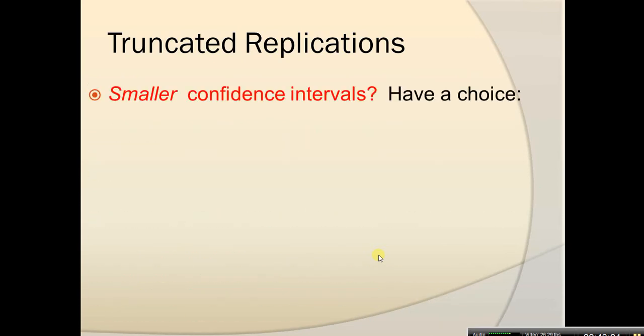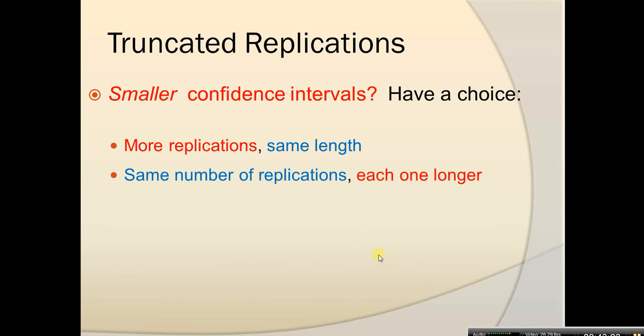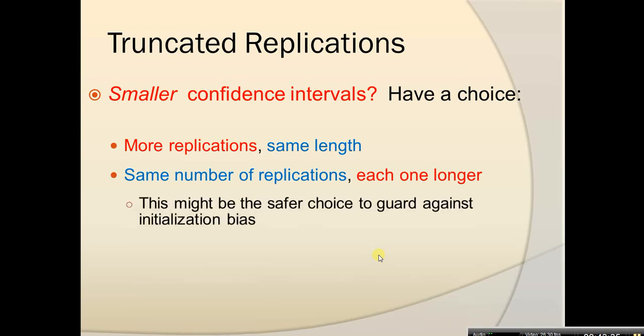And so now when you think about the truncated replications, and this problem of a larger confidence interval, how can we take care of this problem? We have a choice. We can either do more replications with the same replication length, or the same number of replications but lengthen each replication. Either way, it means that we're running the simulation longer. The second one, where we have the same number of replications but each one is longer, might be a safer choice to guard against initialization bias.